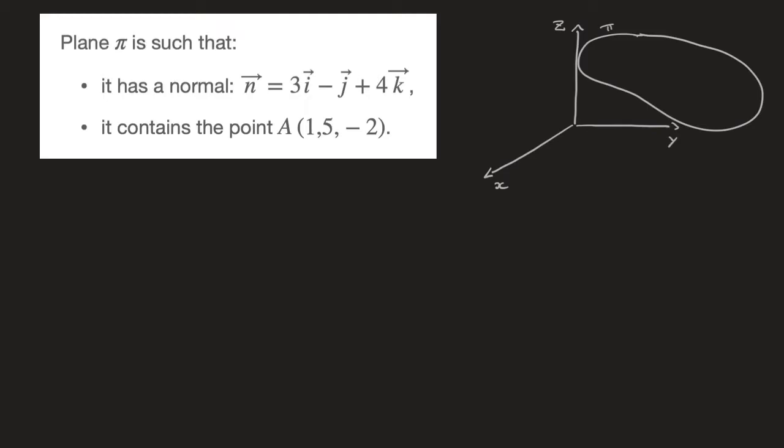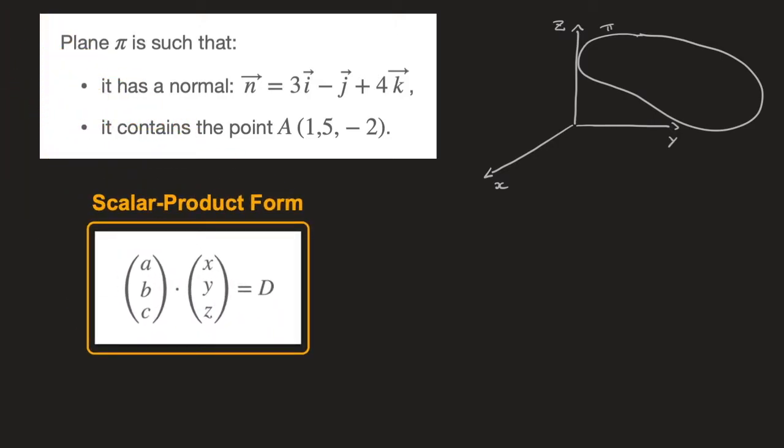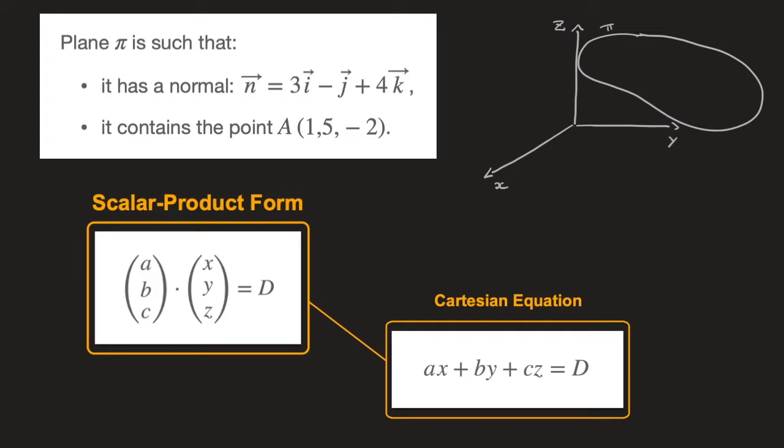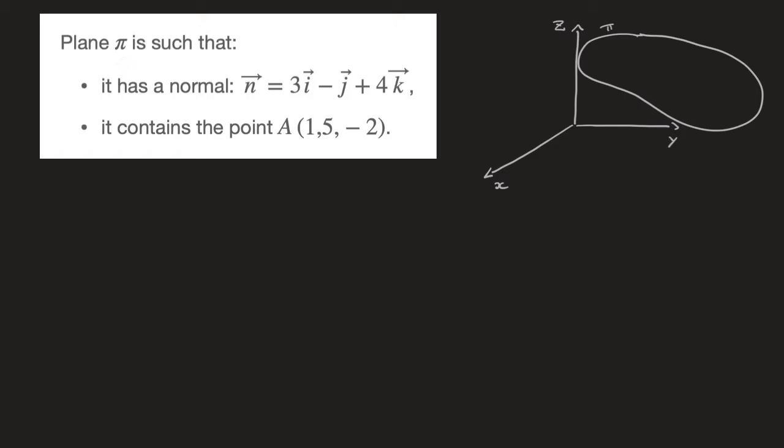In this video, I'm going to show you how to find a plane's equation in scalar product form, as well as how to use that result to find its equation in Cartesian form. For that, I'm going to use what I wrote here, in which I say that a plane called pi is such that it has a normal n, which is equal to 3i minus j plus 4k, and it contains the point A, whose coordinates are 1, 5, negative 2.